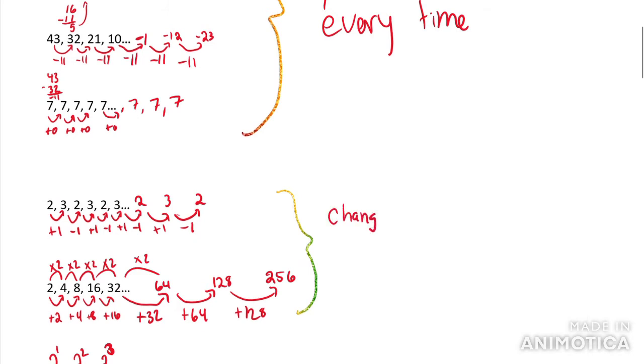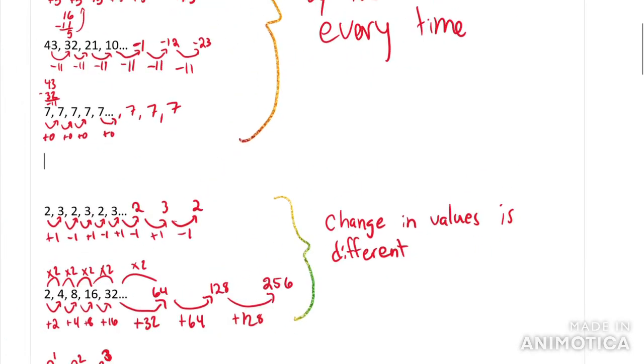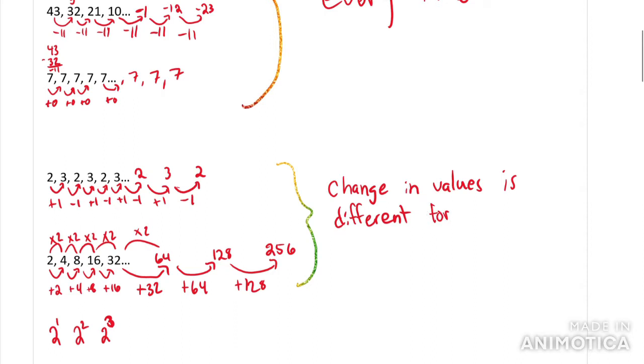the change in values is different for the next number. So in this example, I go up by 1 and then I go down by 1. So it's changing by a different amount. The change is 1, but in one case I'm going up and then I'm going down and I'm going up and then I'm going down. So it changes by a different amount each time. It's not going up by 1 and then up by 1 and then up by 1.